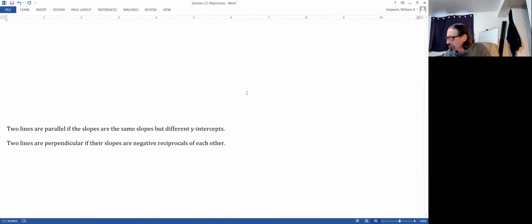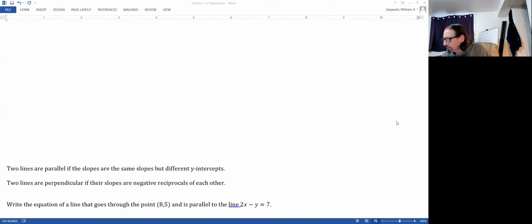Let me find an example here real quick. Okay, I'm going to leave the bit about when the two lines are supposed to be perpendicular for an example we'll work on together in class time. Let's just take a look at writing the equation of a line that goes through the point 8, 5 and is parallel to the line 2x minus y equals 7.